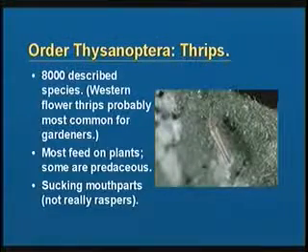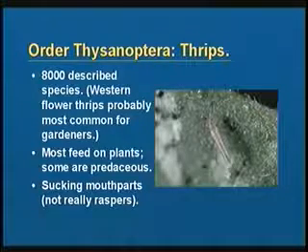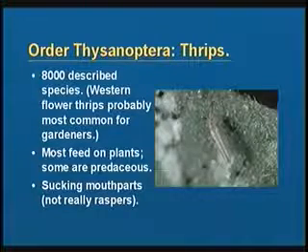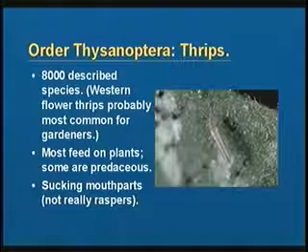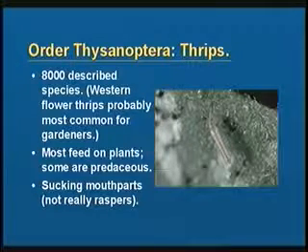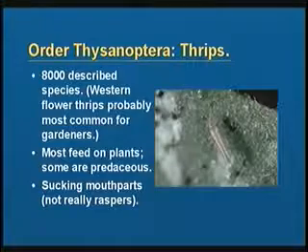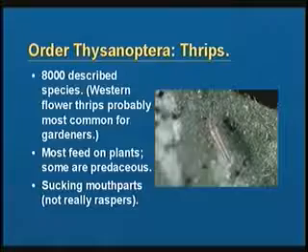There's over 8,000 described species, and western flower thrips is probably the most common pest species of thrips for gardeners. As I said, most feed on plants, but some are predaceous. And they have sucking mouthparts. Sometimes thrips are referred to as being raspers. They have these interesting modified mouthparts, but they do suck. They don't really rasp. And sometimes that's because of the damage that they leave, that people think that they're scraping the surface of the plant.